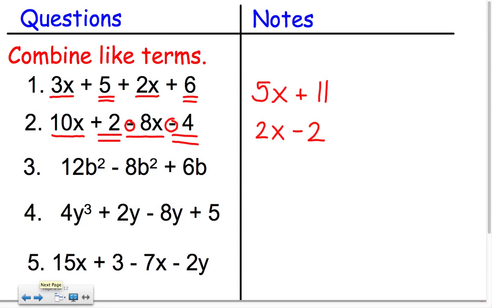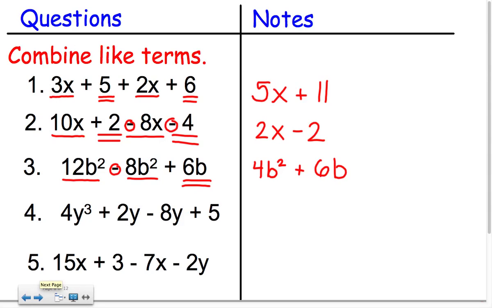On to number 3, 12b squared and negative 8b squared are like terms. And then 6b, since it doesn't have the squared next to it, is different, so I'm going to give that one 2 lines. 12b squared minus 8b squared is 4b squared. And then since 6b is the only one with 2 lines underneath it, it's just going to stay the way that it is.